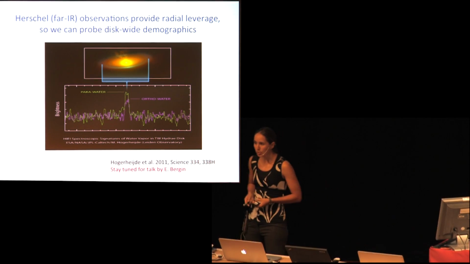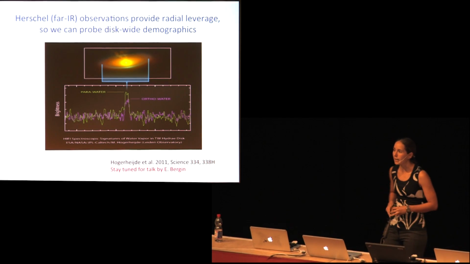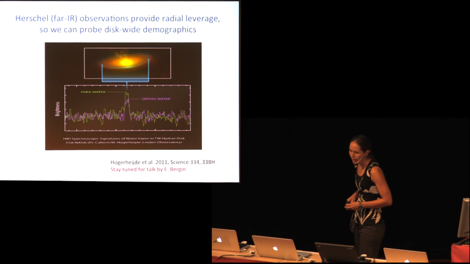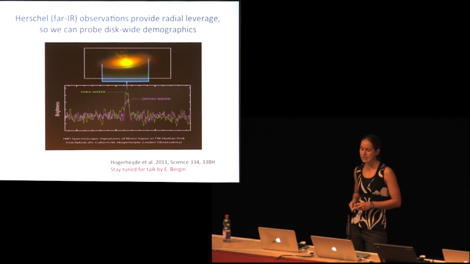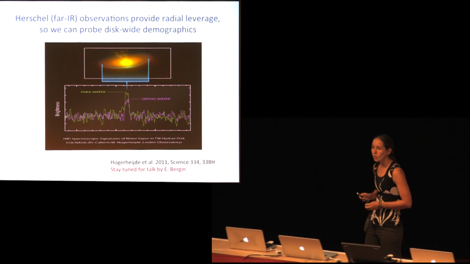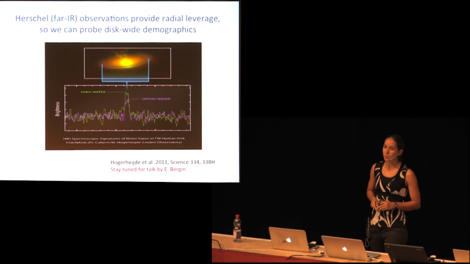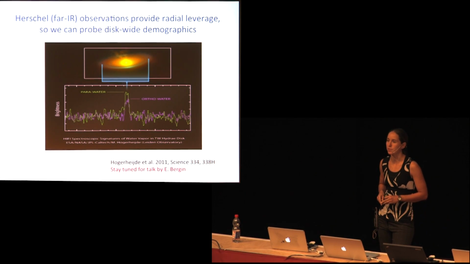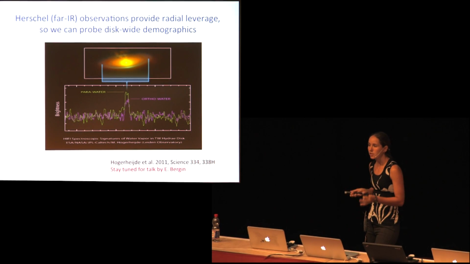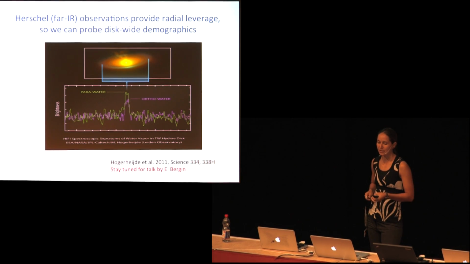Now, Herschel has also played a role in this revolution of being able to study volatiles in disks. In particular, it's been used to study water, and we're going to hear a lot more about this from Ted Bergen in his talk. But I just want to say that the water vapor in these Herschel observations generally comes from further out in the disk, and in fact, probably where the water is already frozen out. So it gives you leverage to study the full disk and actually study the water where it's primarily in the vapor phase and where it's primarily in the solid phase.